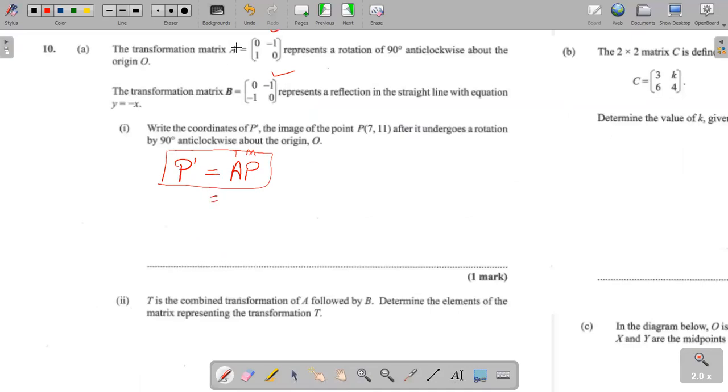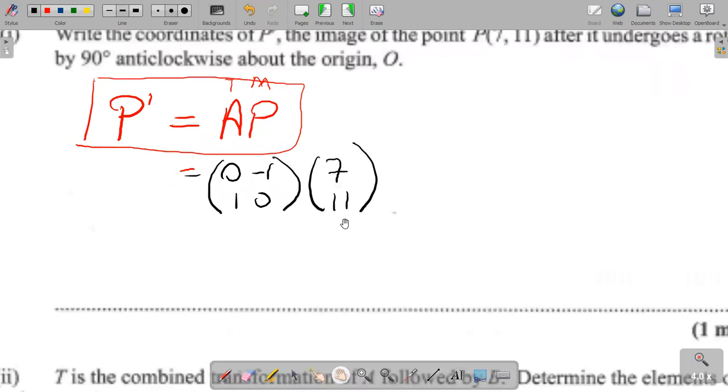What is A? A is simply 0, -1, 1, 0. What is P? They gave us P as a point. But how do we write a point as a matrix? You just write X above, Y below. So who should go to the top, everybody? 7, very good. And who should go to the bottom? 11. So let's stop right here. Everybody with me until this point?